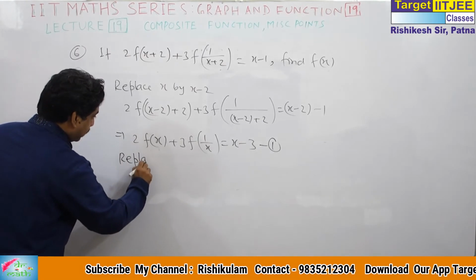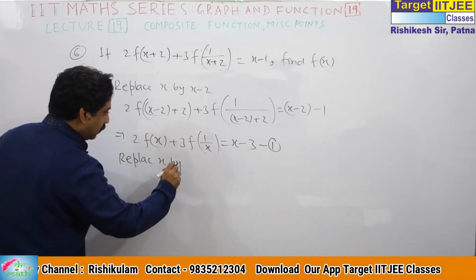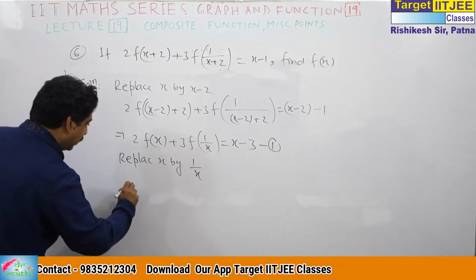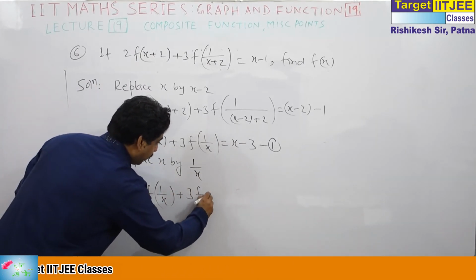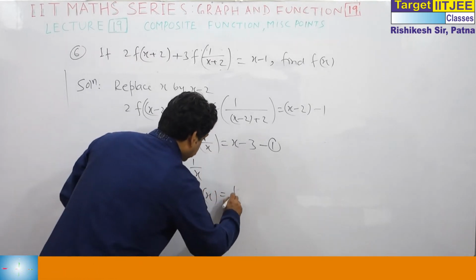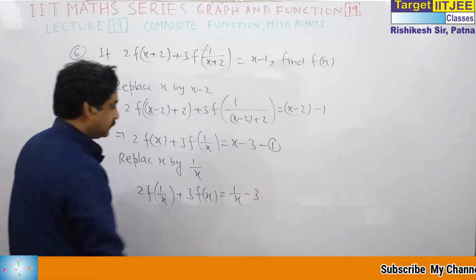Replace x by, this time, 1 by x. So, what do we get? 2f of 1 by x plus 3f of x is equal to 1 by x minus 3.